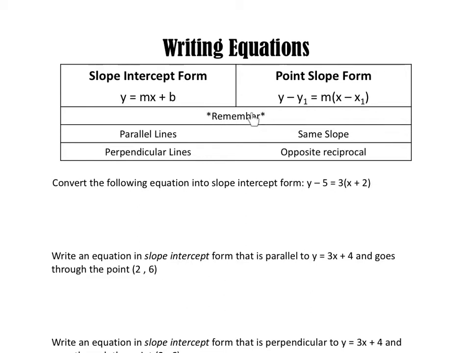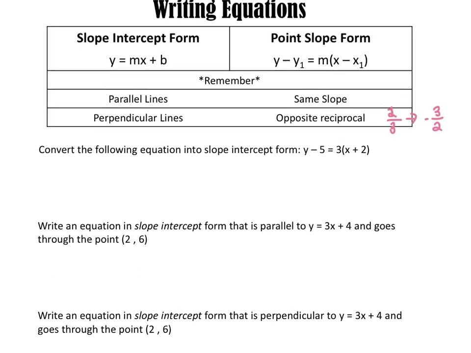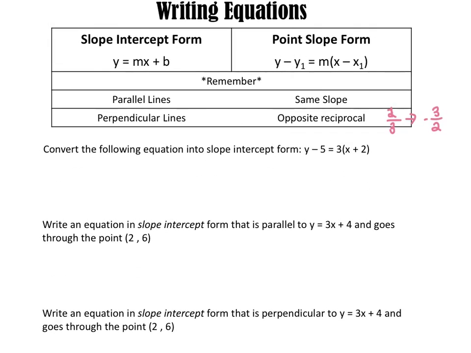Additionally, bringing back 2 days ago, parallel lines are going to have the same slope. Perpendicular lines have opposite reciprocal slopes. Remember, opposite reciprocal is where you flip. So if we have 2/3, you flip your fraction and change the sign, so it would become -3/2. Okay? So keep that in mind, parallel and perpendicular slopes and how they relate. All right? So moving forward, we're going to be starting on writing equations in different forms.